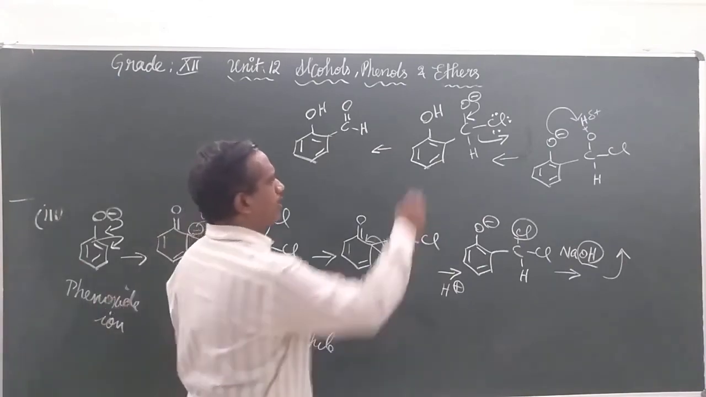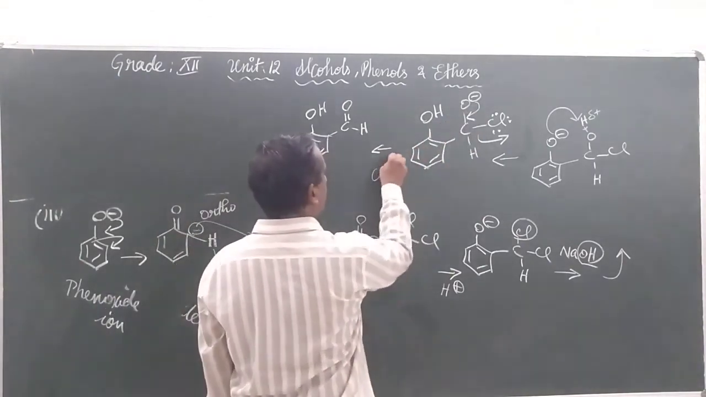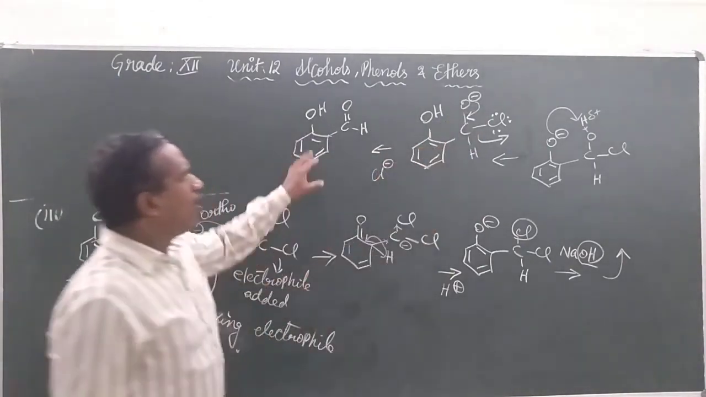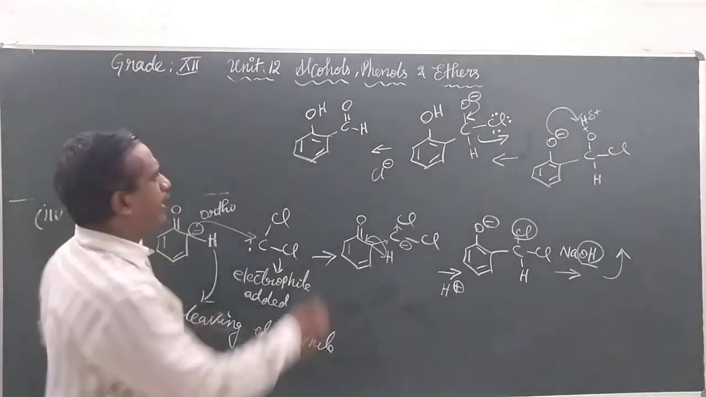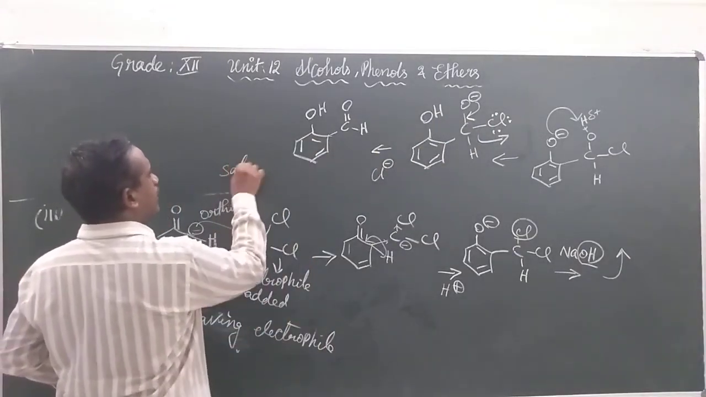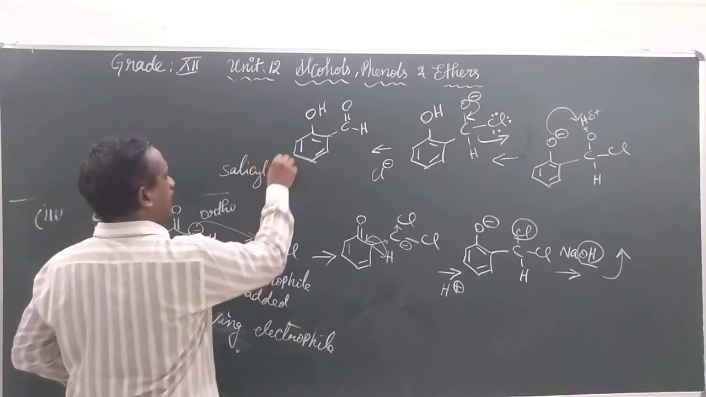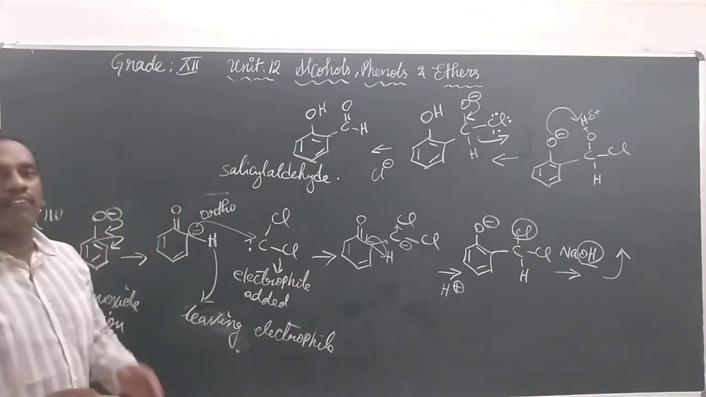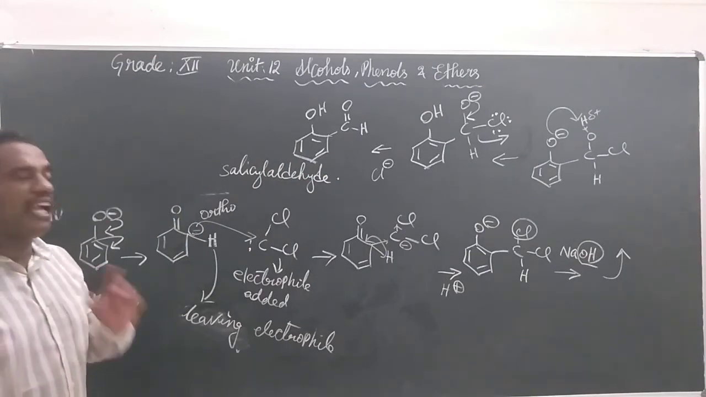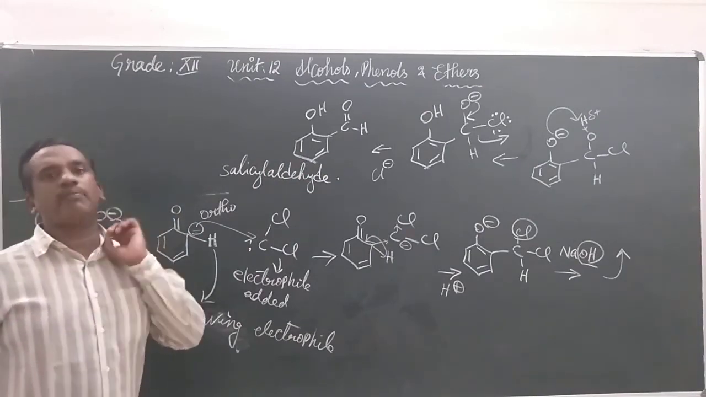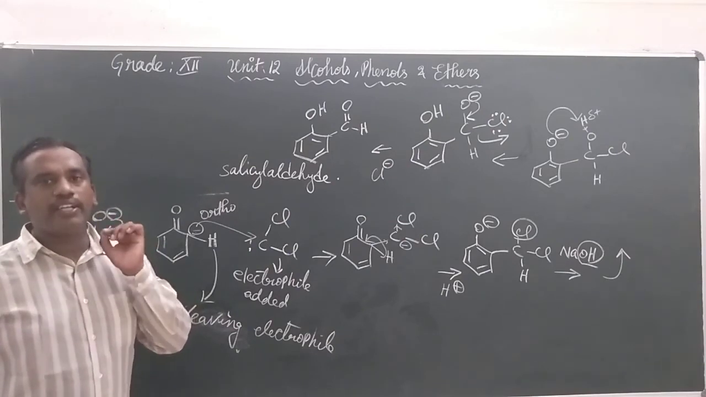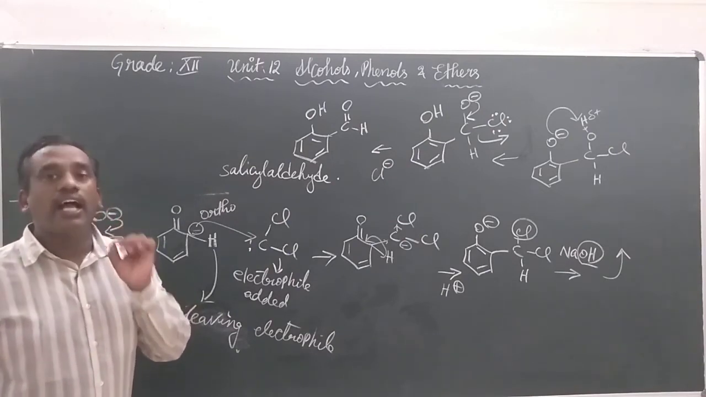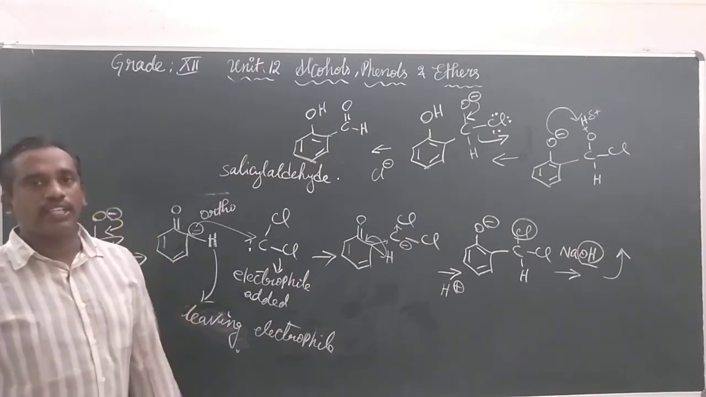Yes or no, children? Here the chlorine had left in the form of Cl minus. What is the name of the product we call here? We call the product salicylic aldehyde. So this is a very important mechanism, but in the entire mechanism we want the reaction intermediate. The reaction intermediate in the Reimer-Tiemann reaction is carbene. Okay, thank you children.